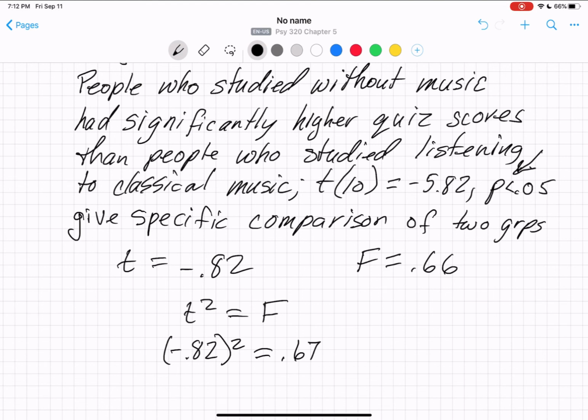So even if the t is negative, because you're squaring it, it's going to become positive, and then it should equal your F value. Okay, now it's very rare that people actually do both the t-test and the F-test on the same data, so typically you're not going to be checking this, but I just wanted you to see the mathematical relationship. Okay? All right, so that is the t-test, and that is the end of what we're going to be talking about for Chapter 5.